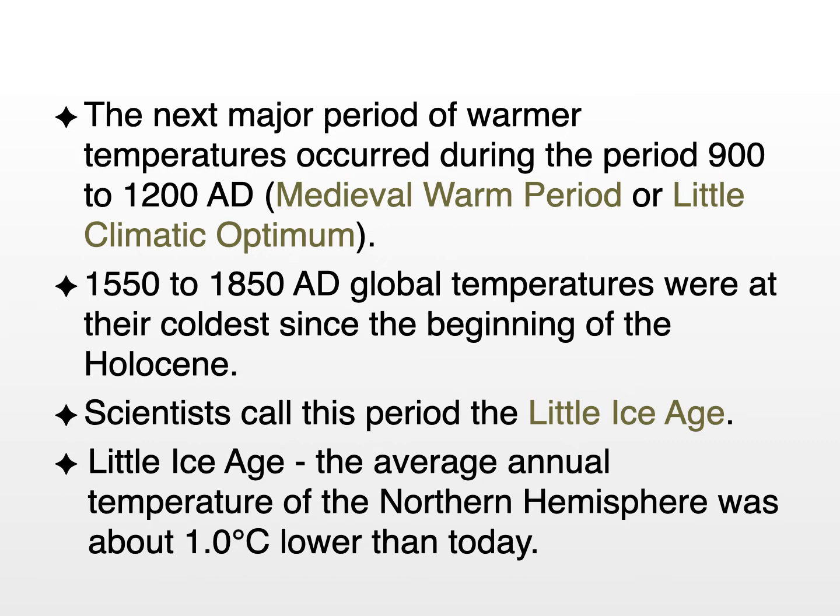During the Little Ice Age, the average annual temperature of the Northern Hemisphere was about 1 degree Celsius lower than today. So how cold was that? It was cold enough that the Thames River in England would freeze over, and you could skate on it. That can't happen today.